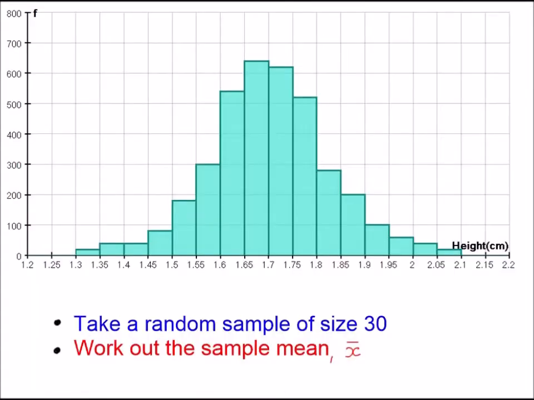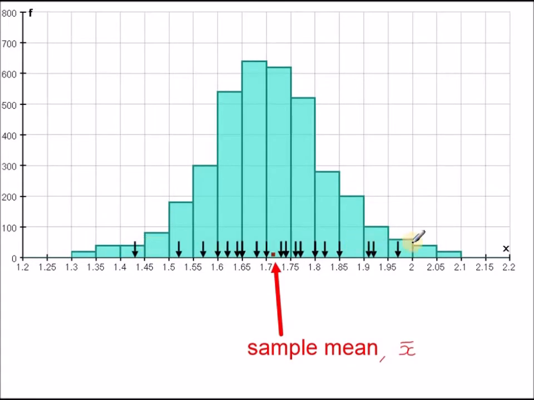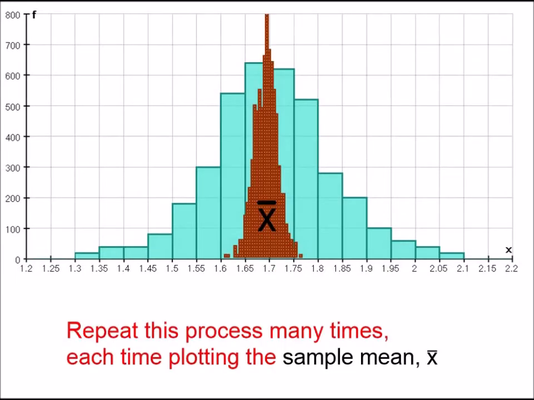So just to go over that process again, here's the histogram again, and I've taken a sample of size 30 each time, and I've worked out the mean each time. The arrows represent some students randomly selected, and there's a mean right there. And if you repeat that many times, you'll see the distribution in the middle is for these sample means.